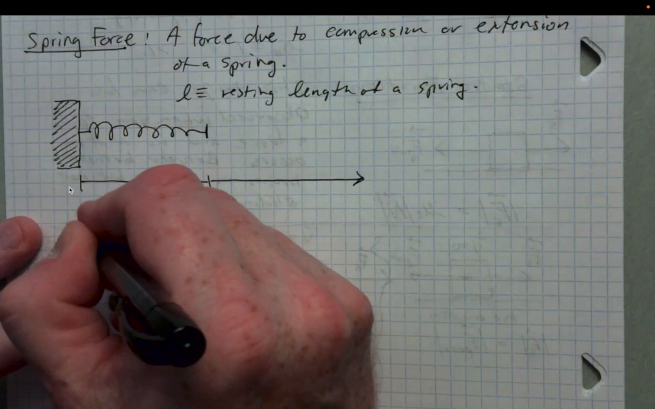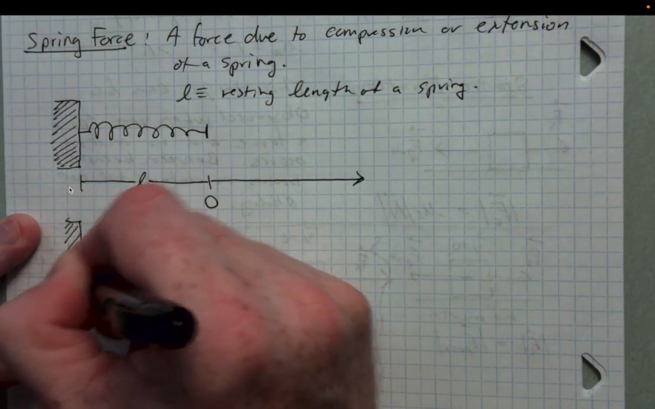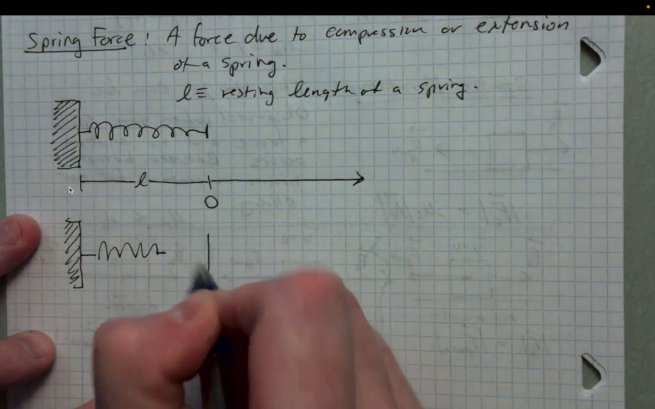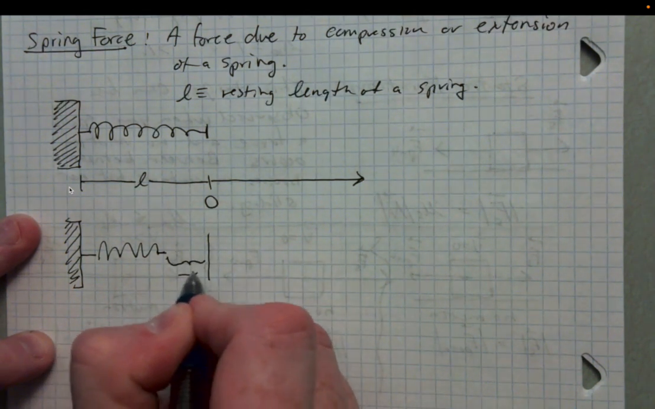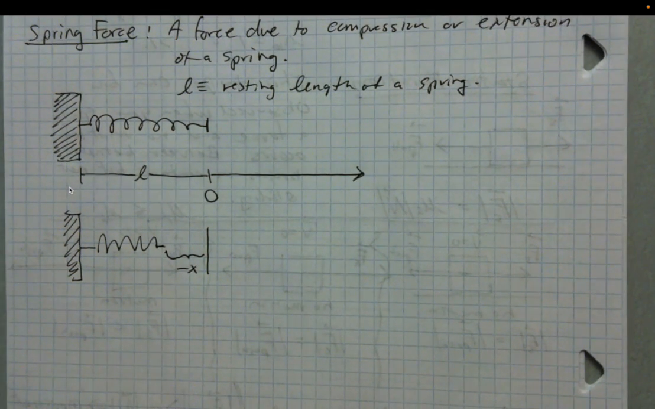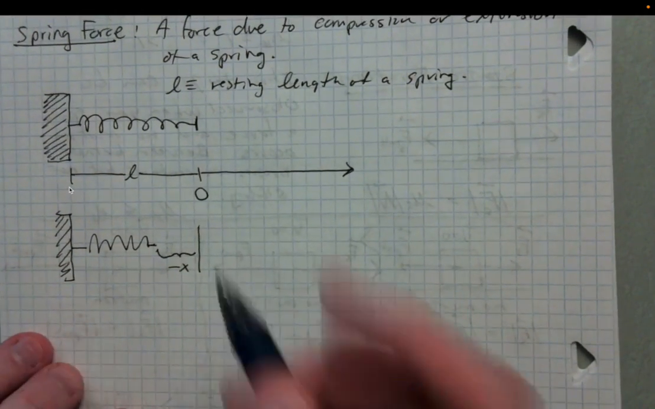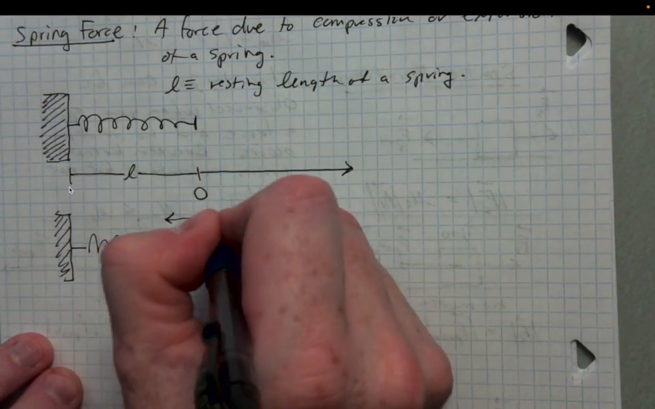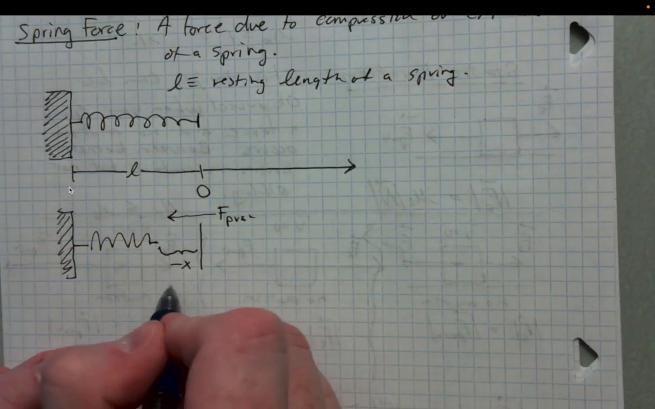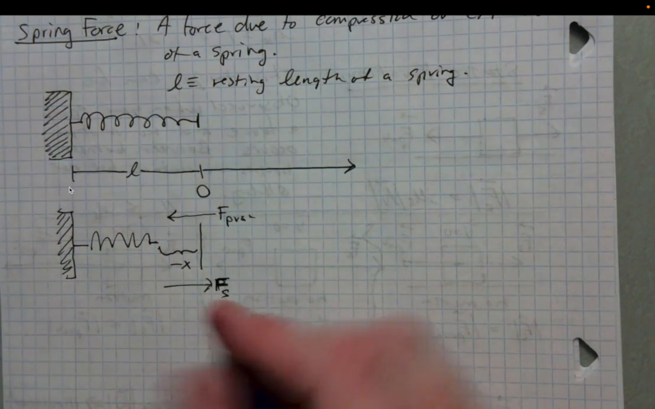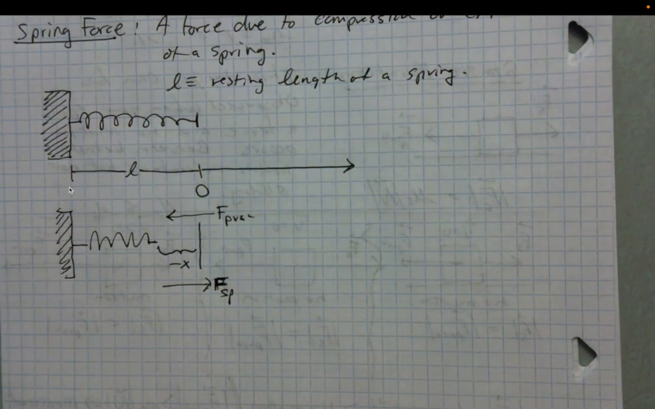And so if I push the spring back, let's say I push the spring back to here, my 0 is here. So I've compressed the spring in the negative x direction. When I compress the spring in this direction, the spring wants to push back on me. So if I'm applying a force like this to the spring, then the spring is applying that same force, F spring, back at me. It wants to get back to its original length.